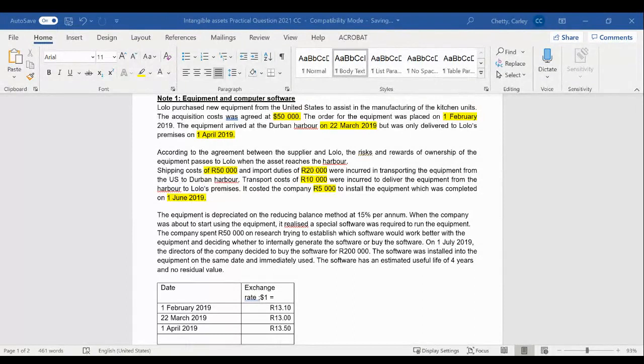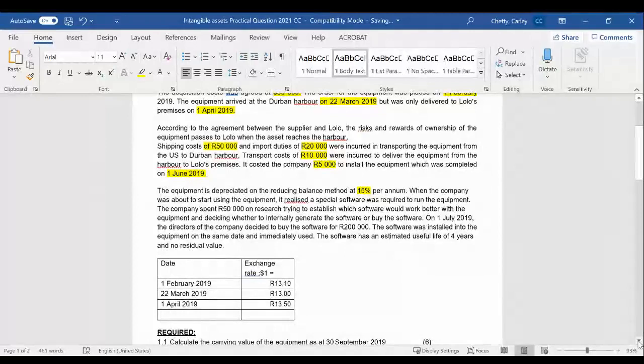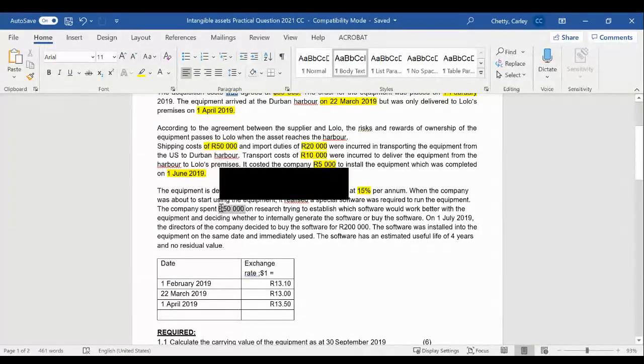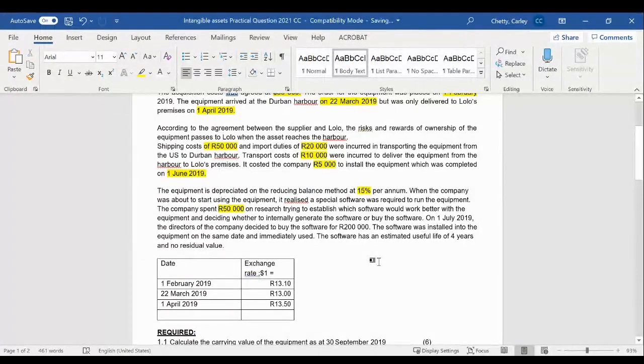They go on to say the equipment is depreciated on the reducing balance method at 15% per annum. When the company was about to start using the equipment, it realized a special software was required to run the equipment. So the company spent 50,000 on research, trying to establish which software would work better with the equipment, and deciding whether to internally generate the software or buy the software. Let's just highlight that 50,000 for research.